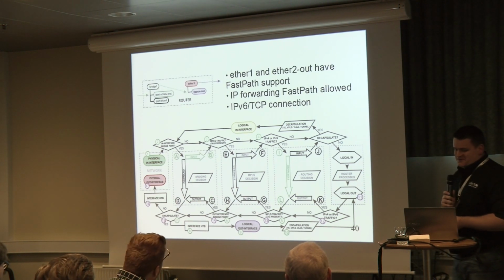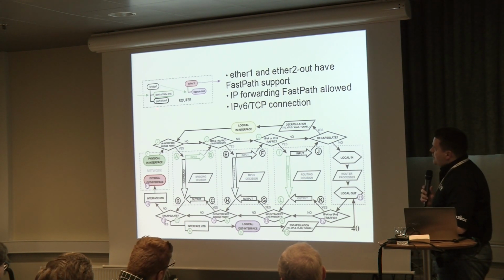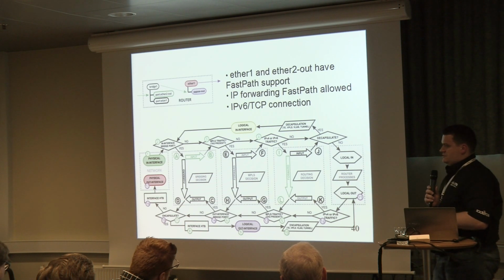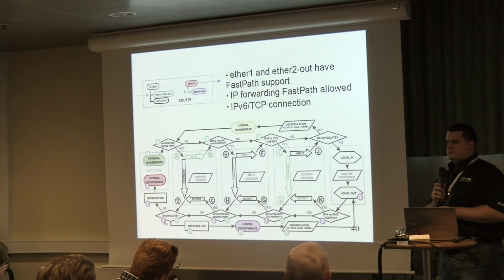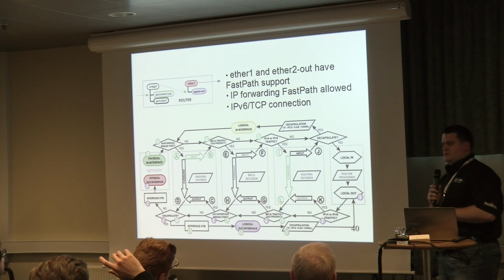Okay, example number 3. A little bit more complex setup. So we have 2 ports, wireless and Ethernet, in the bridge, and the traffic arrives through the bridge port, so a wired connection, and leaves through PPPoE out on Ethernet 1. Both interfaces have FastPass support. IP forwarding FastPass is allowed, and we have an IPv6 TCP connection. So who thinks that it will work? And who thinks that it will not work?